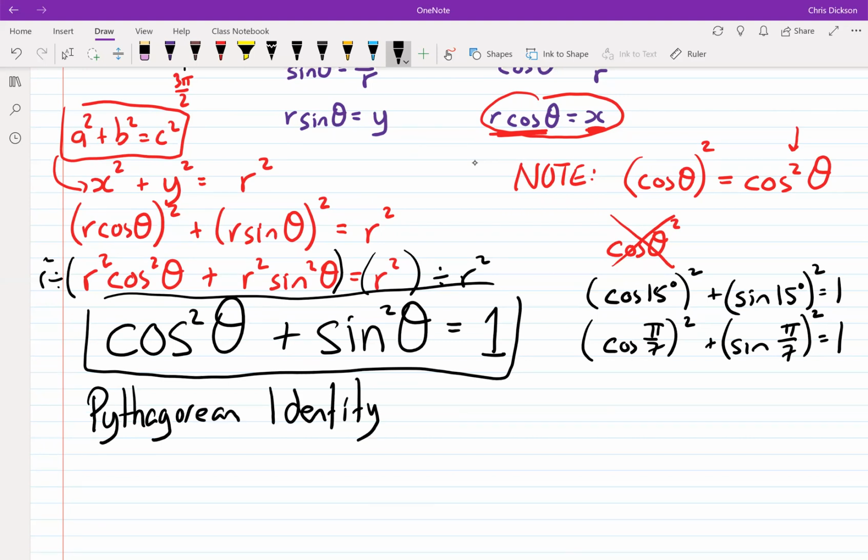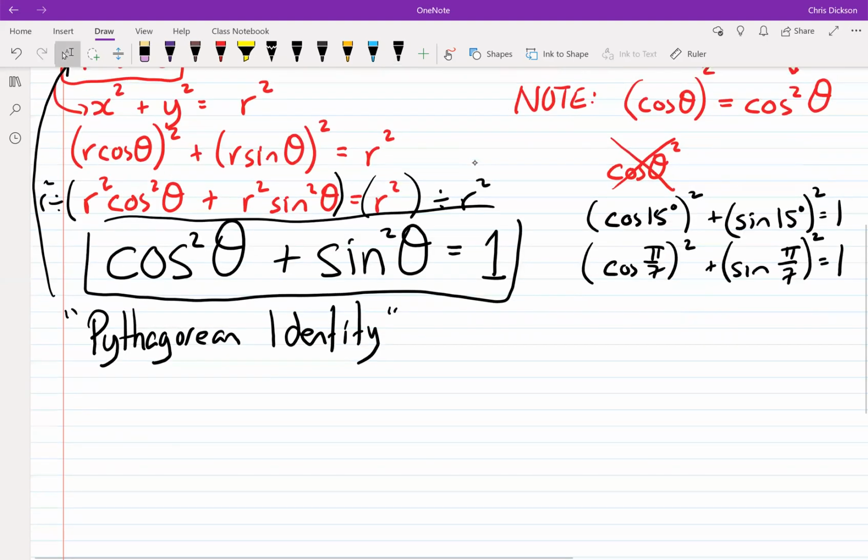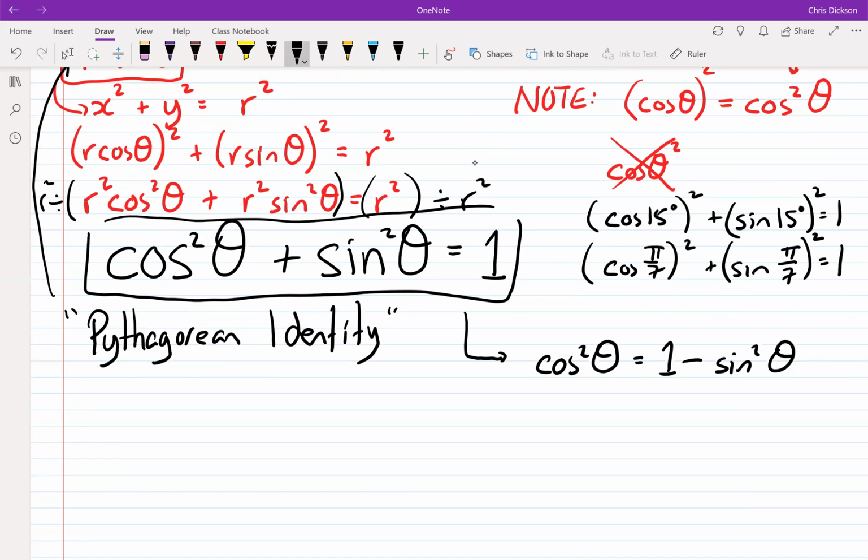Mainly because it comes from Pythagoras. It all sort of originated back here. That's where we got it from. So it's referred to as the Pythagorean identity. And then there's actually two other ways to write this identity, which are useful down the road. You'll see why they're useful. And that would be saying that cos squared theta equals 1 minus sine squared theta, and sine squared theta equals 1 minus cos squared theta.